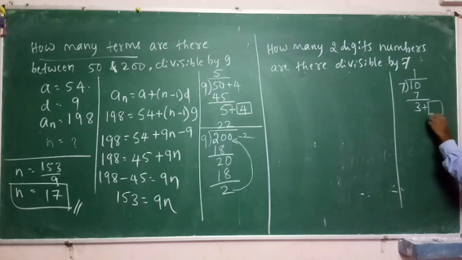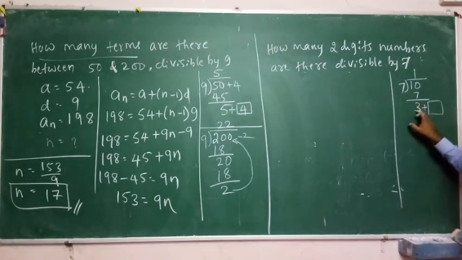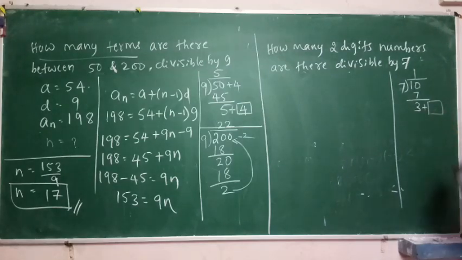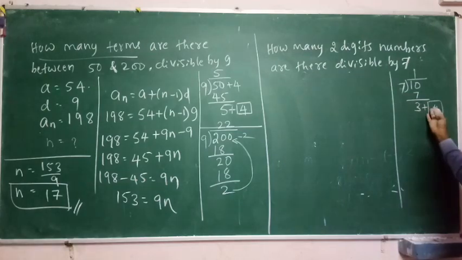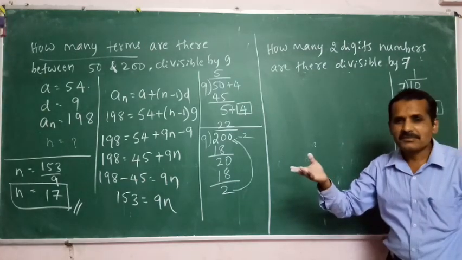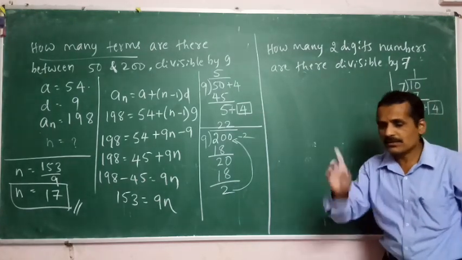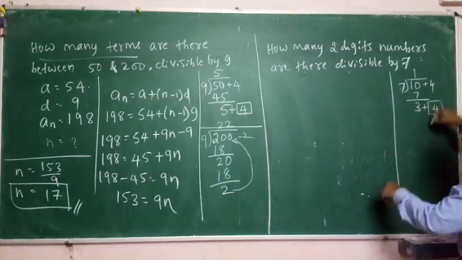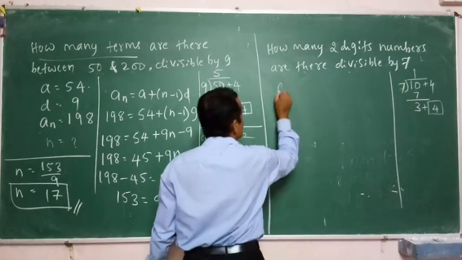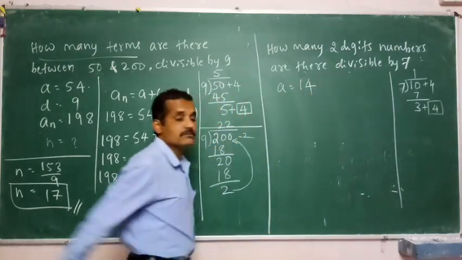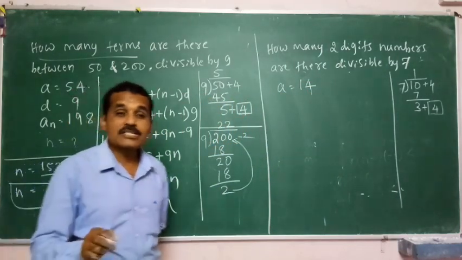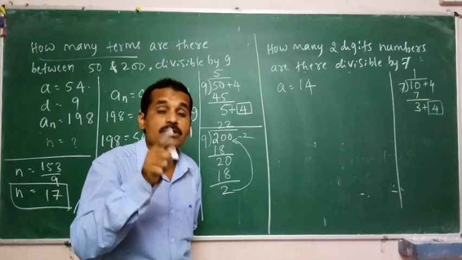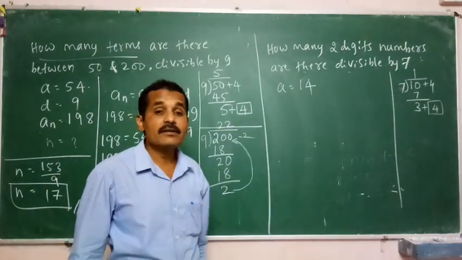I will add something. How much is the shortage to make it 7? 4 is the shortage. My dear children, don't think that every time the answer 4 only will come. This is a coincidence. You may think that, sir, every time 4 only will come as the answer. No. Okay, 4. I will add plus 4. That means 14 is the smallest number. a is equals to 14. 14 is the smallest two-digit number divisible by 7.